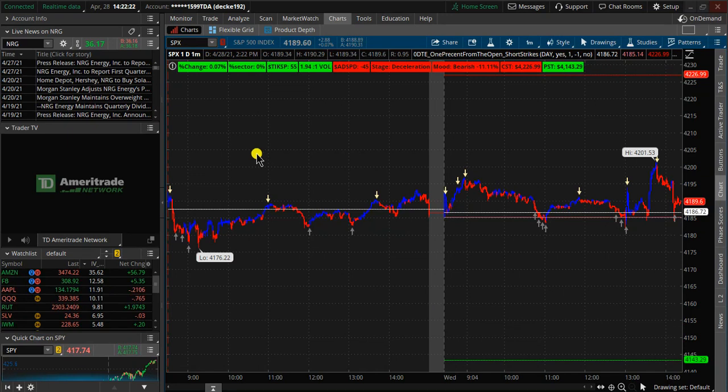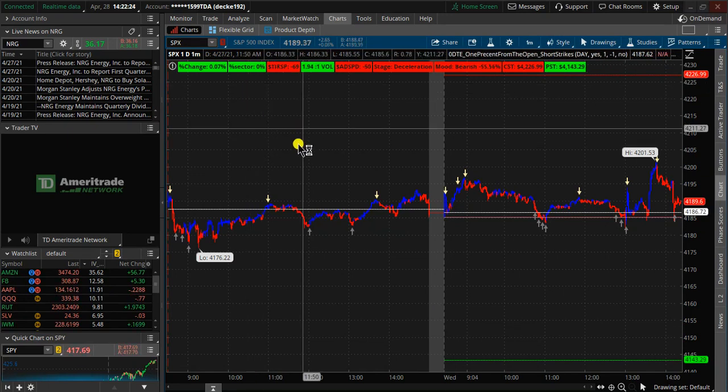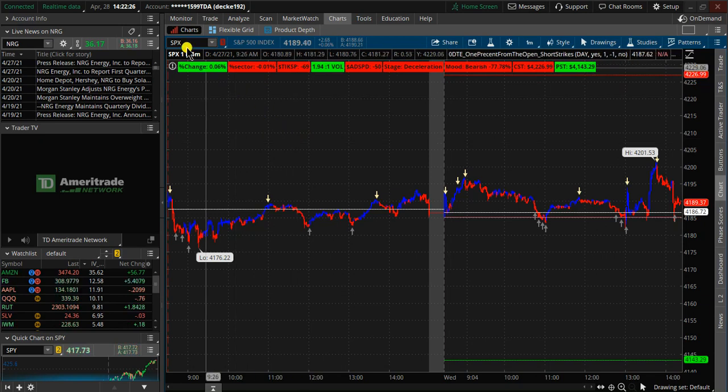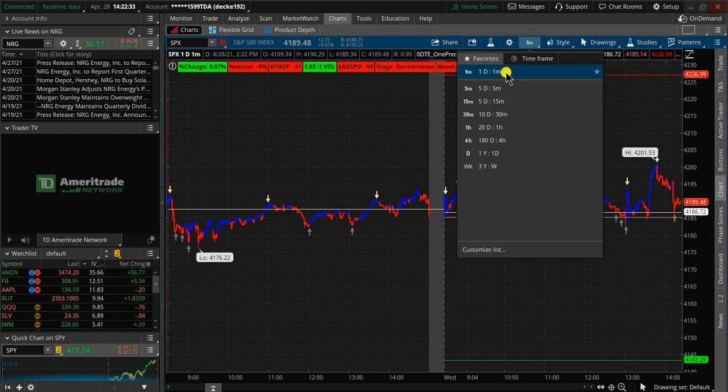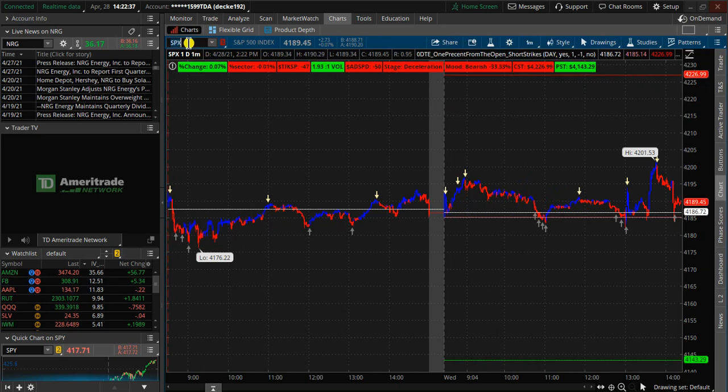So in order for this indicator to work, you need to have a 1-minute chart of the SPX on your screen. To do that, you can click this box here, change the time frame to 1 day 1 minute, and then make sure you type in SPX in the ticker here.